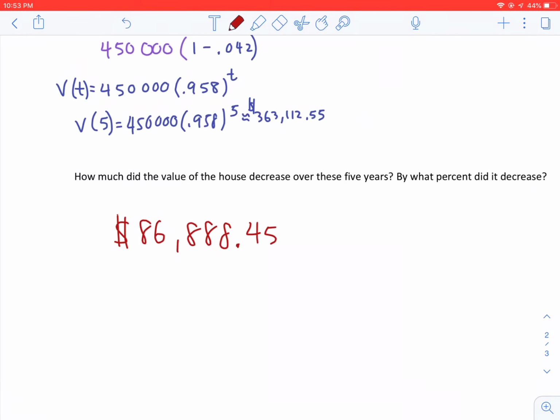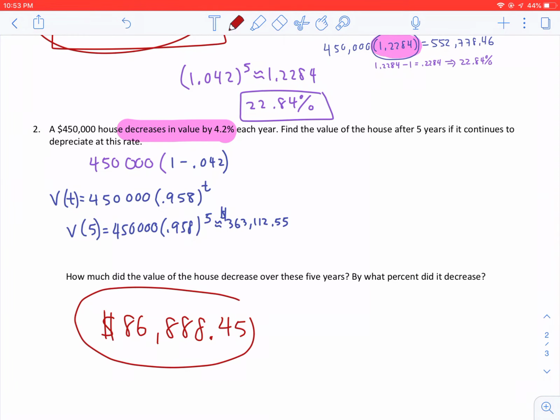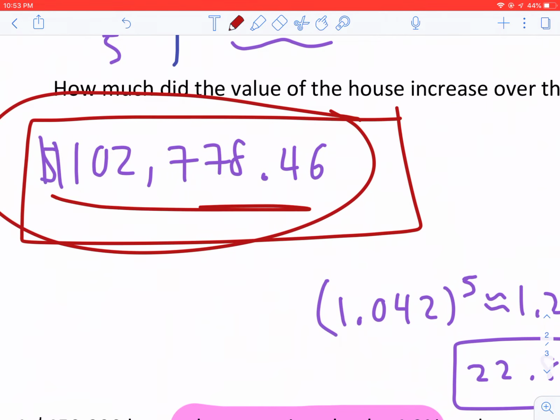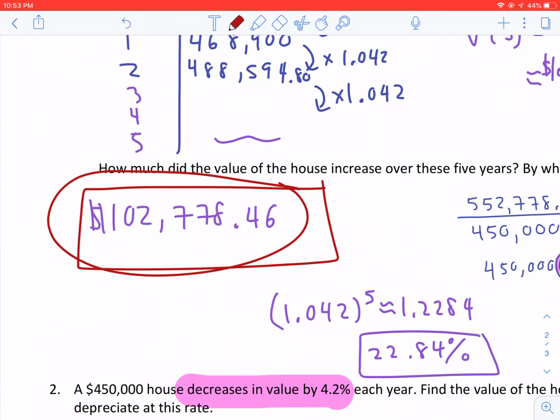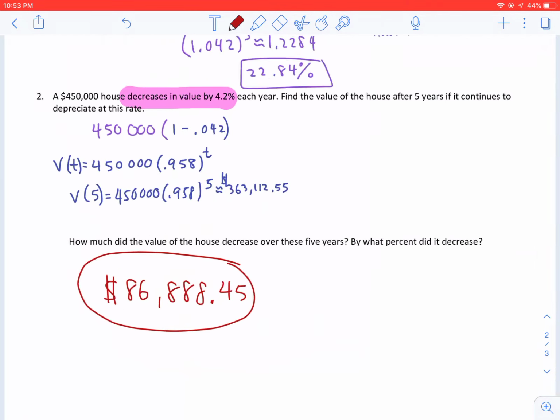And that is not the same amount it increased by. So you can't just say, oh, if it's increasing by 4.2% over 5 years, it increases by this amount, so if it's decreasing by the same percentage, it's going to decrease by the same amount. It does not decrease by the same amount. They're quite different, in fact.